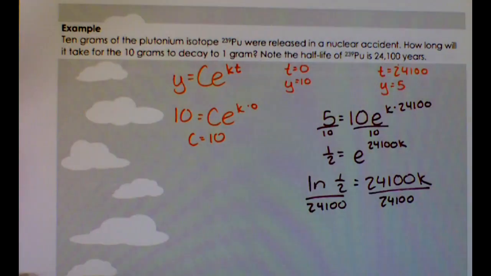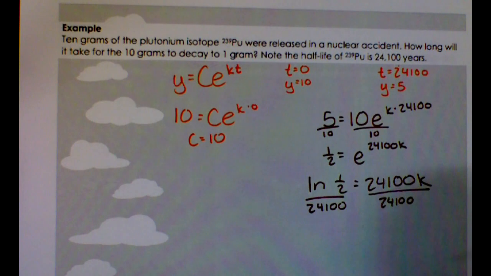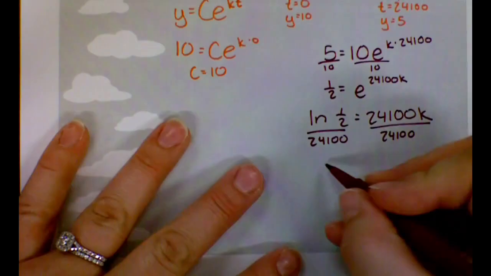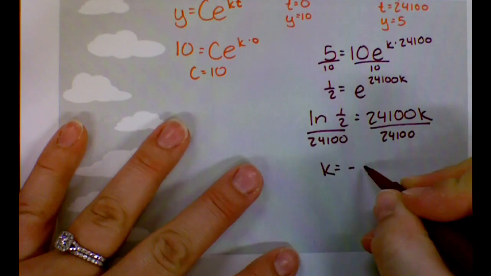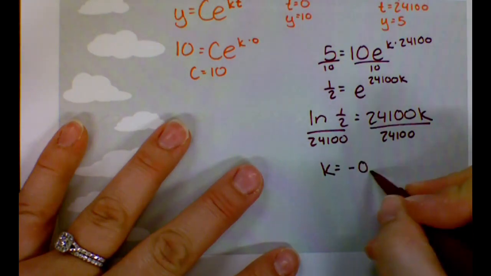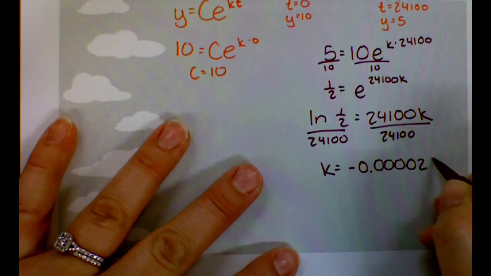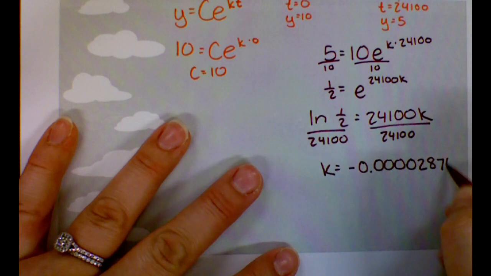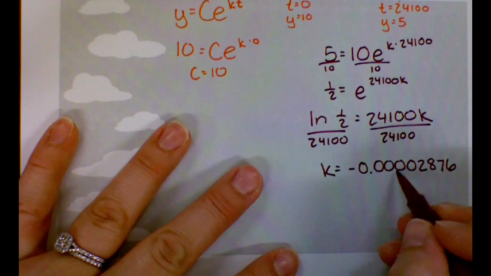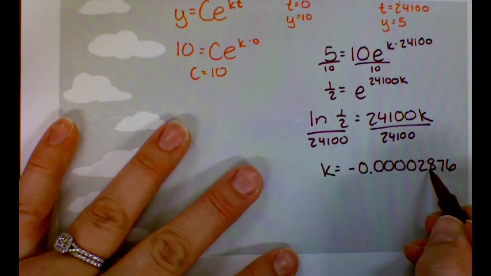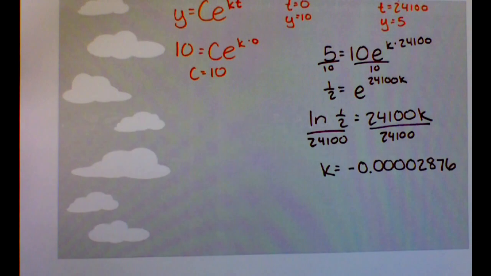Now this is a calculator problem if I ever saw one. We get negative 2.876 blah blah blah e to the negative 5th power. So that actually means that k is negative 0.1234, then the numbers that were in my calculator. 1, 2, 3, 4, 5 movements gets us to the number my calculator said. That's what that e negative 5 means.